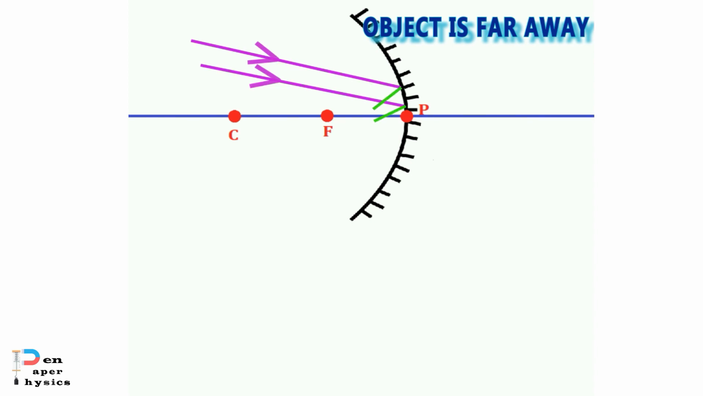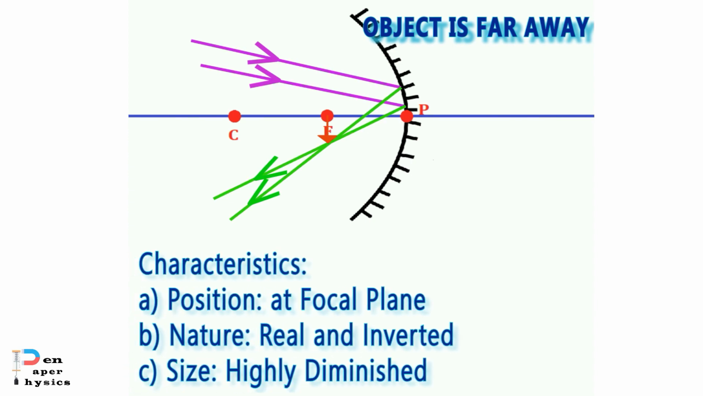So after reflection, these rays meet at a focal plane. That means the image is produced at the focal plane. So what are the characteristics that we are getting over here? The position of the image is at the focal plane. It is a real and inverted image, and it is highly diminished, but not a point image.